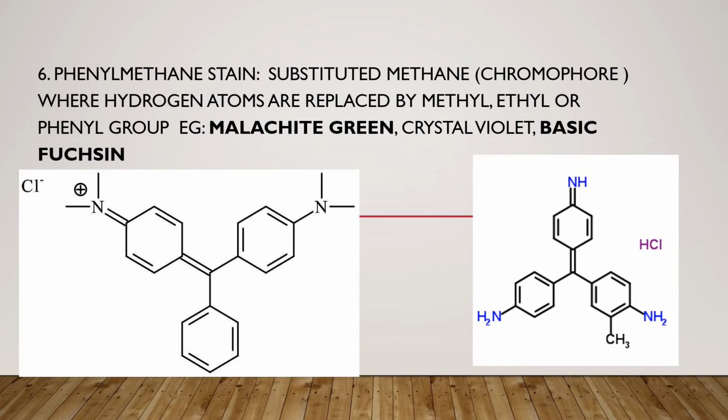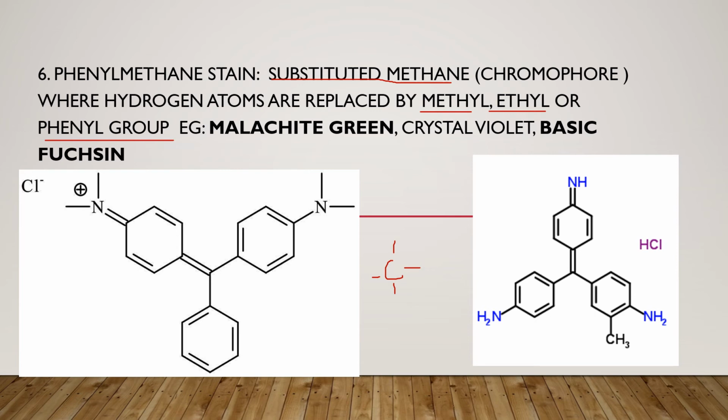Moving ahead, we have phenylmethane stain. Now, this is a very interesting stain, because this type of stain not only includes a particular type of stain, in fact a variety of stains. What am I saying? I'm saying that a substituted methane acts as a chromophore, and substituted methane can be substituted by anything, like if I have CH4 here, and when hydrogen atoms are replaced by methyl, they can be replaced by ethyl, they can be replaced by phenyl group. So on that basis, we have a variety of phenylmethane stains.